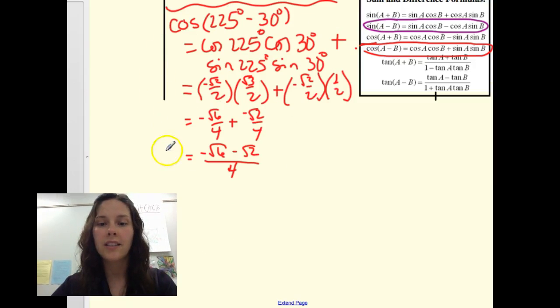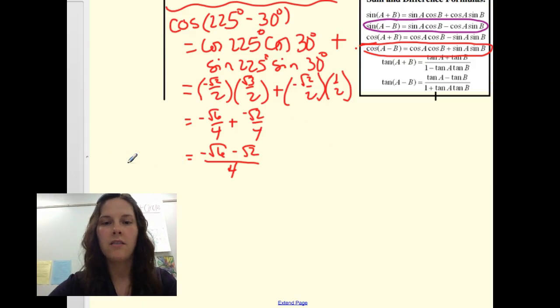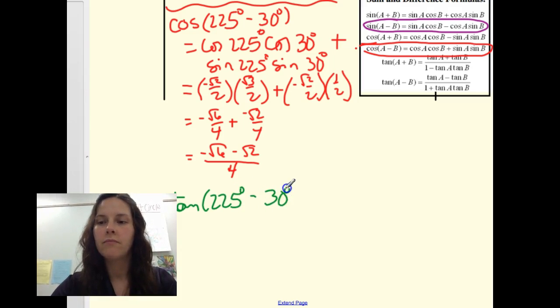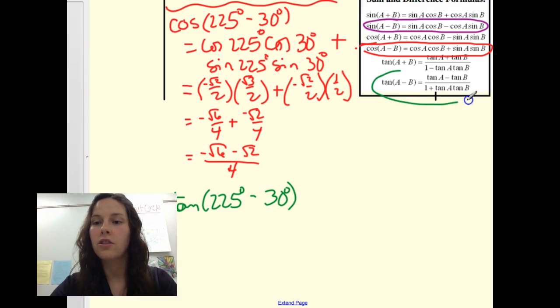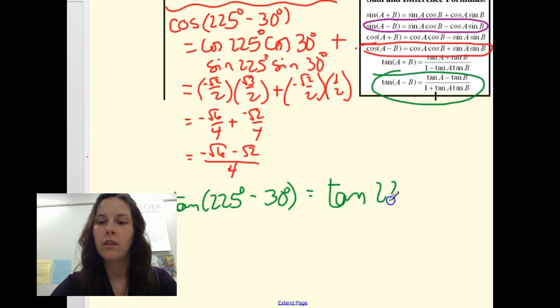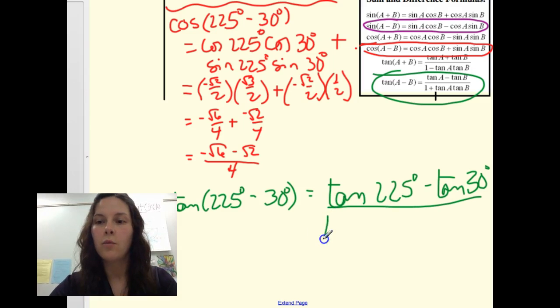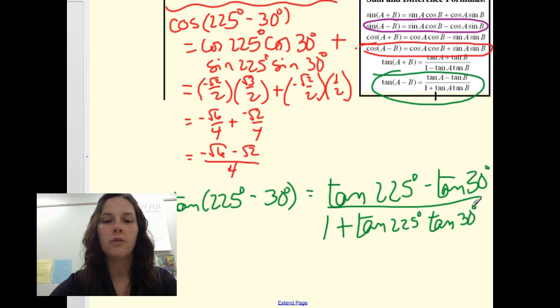And finally, let's take a look at tangent. So we have tangent of 225 degrees minus 30 degrees. So this will be the last formula on our sheet. So we will have tangent of 225 degrees minus tangent of 30 degrees all over 1 plus tangent of 225 degrees times tangent of 30 degrees. So let's see what happens when we start to evaluate this one.